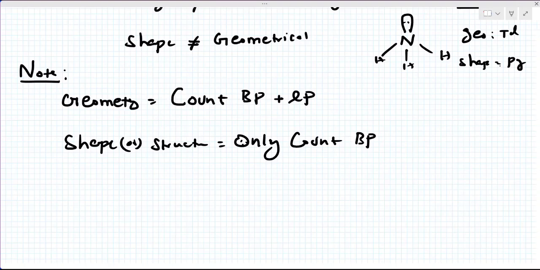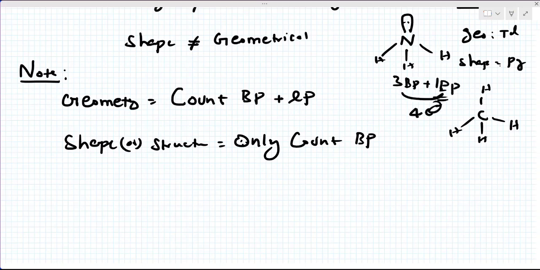In this case, take ammonia and CH4. In ammonia, there are 3 bond pairs plus 1 lone pair. Yes or no? Total 4 electron pairs. In methane, 4 bond pairs and total 4 electron pairs. Now ammonia and methane both have the same geometry because their total electron pair is the same. Ammonia has 3 bond pairs and 1 lone pair, total 4 electron pairs. Similarly, methane has 4 bond pairs, so 4 electron pairs. Therefore, ammonia and methane have the same geometry.